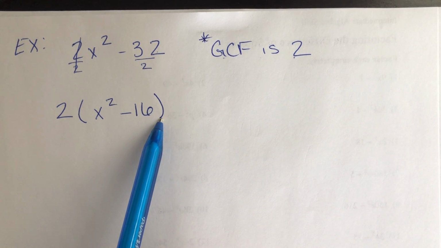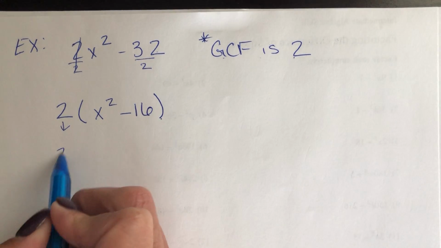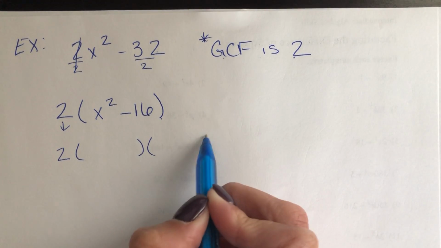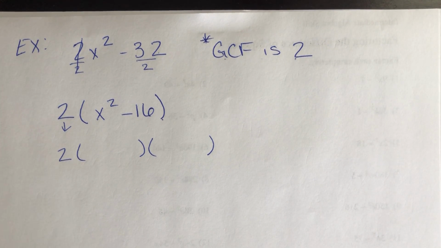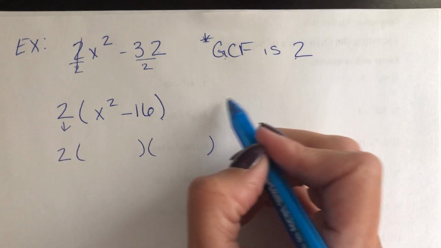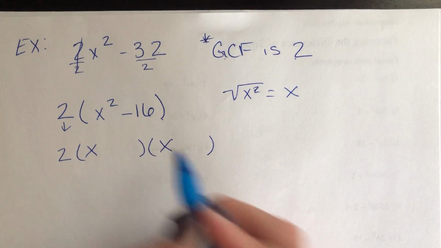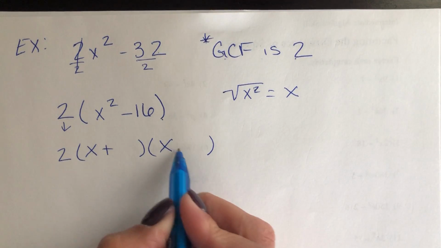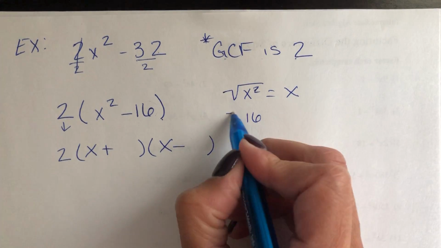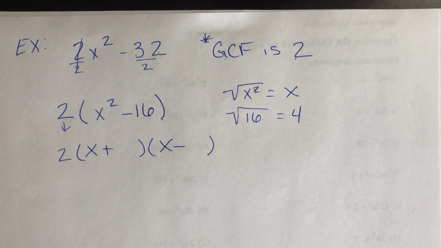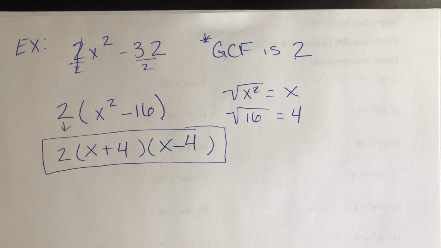Now I'm going to continue to factor this, but I'm going to look at this part right here. So you have to bring down the 2, and then you start with your parentheses there. And you do it just like we did all the other ones. So we'll take the x squared, square root of x squared is x. So it goes x, x. Then I add my signs, plus, minus. Then I take my b term, my 16. Square root of 16 is 4. So 4, 4. Here's the final answer.